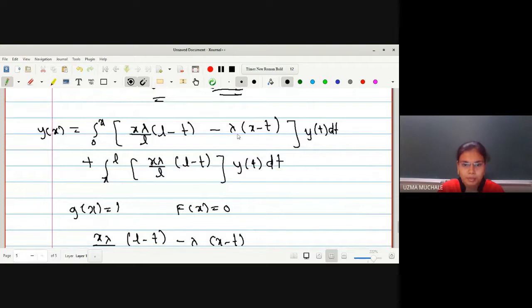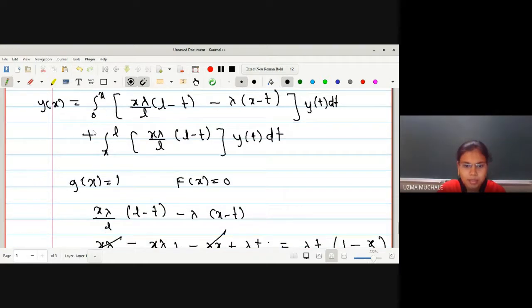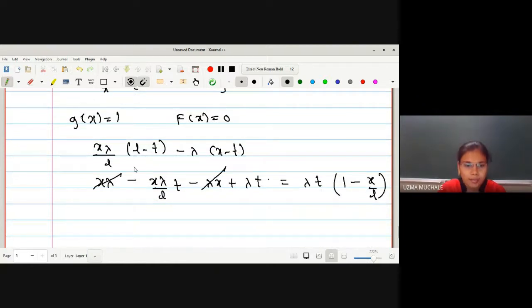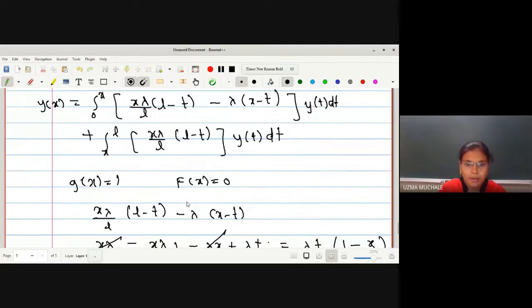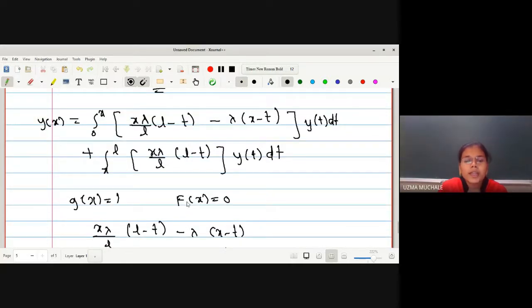What we have done is simplified this term, the kernel in the interval 0 to x. I have multiplied this inside, and this x lambda gets cancelled with this minus lambda x. Here x lambda L, L get cancelled. In the next term, x lambda upon L into t will be as it is. These two terms get cancelled. If we take lambda t common from these two terms, it will be 1 minus x by L common. Is there any doubt?